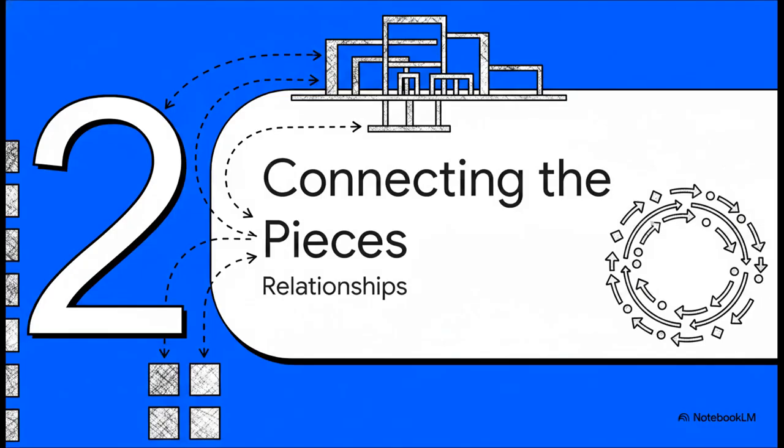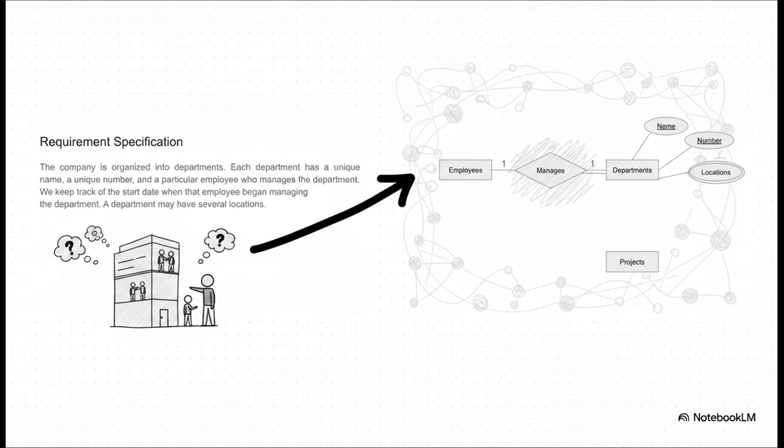Okay, time for section 2, connecting the pieces. Right now, we've got these entities, but they're basically just separate islands of information. They don't have anything to do with each other yet. So now we need to build the bridges, and we do that with relationships. This, my friends, is the R in ERD. And this is where the magic really happens.